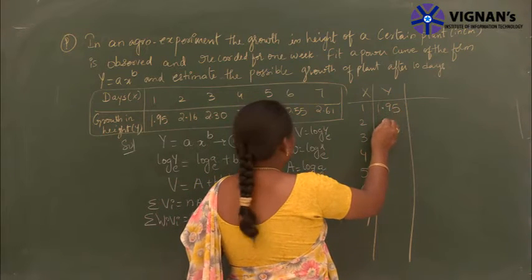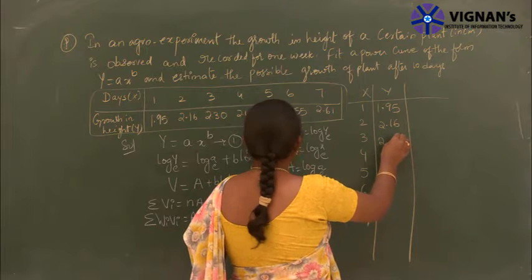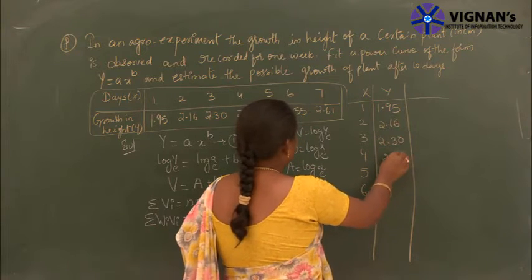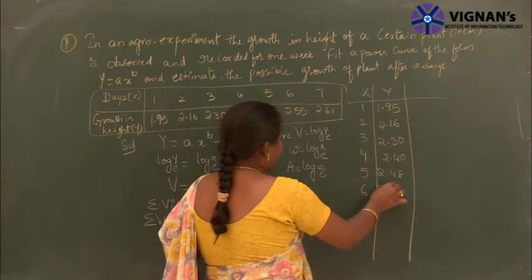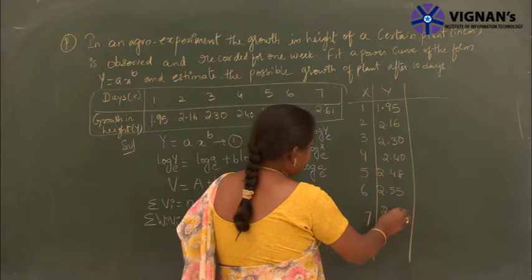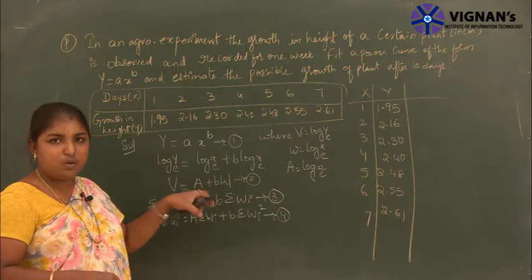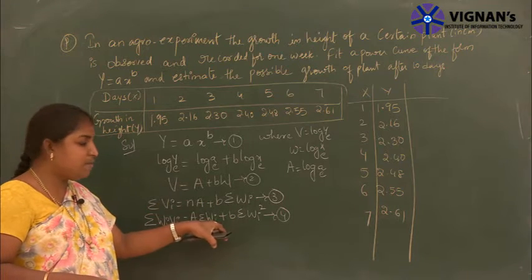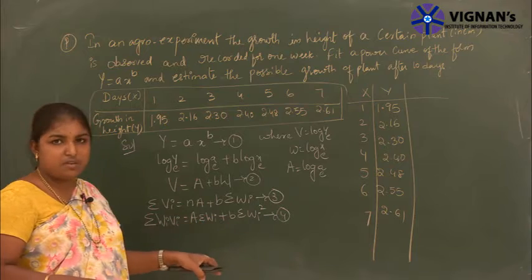1.95, 2.16, 2.30, 2.40, 2.48, 2.55, 2.61. Okay, here there is no summation x and summation y, only summation vi, summation wi, summation wi square, summation vi into wi we are having.